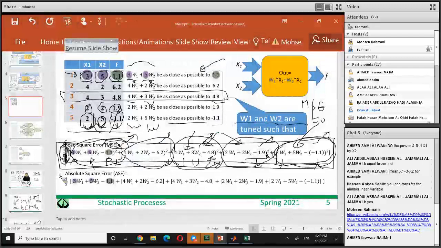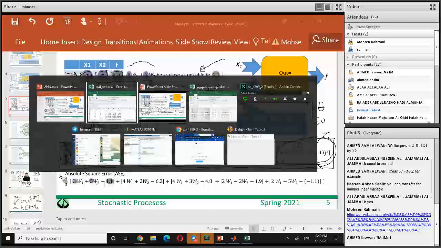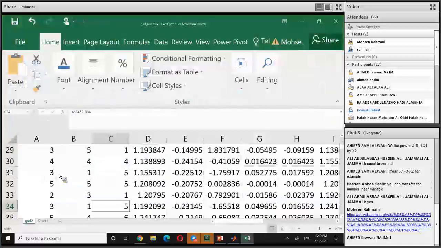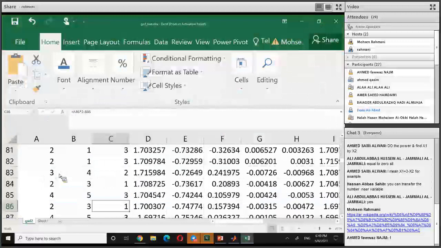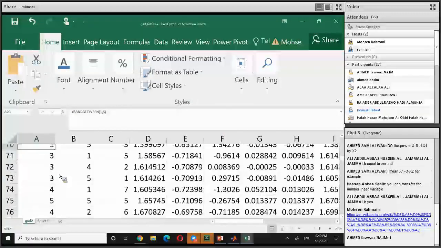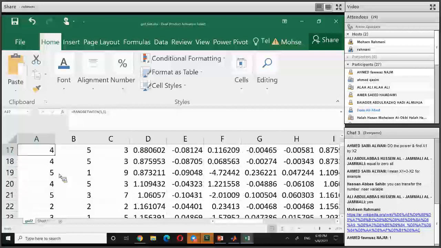Here, I just want to give you an example by Excel. It is very easy to do this by Excel. These are inputs x1, x2, and this is the output. If you look here, we have 5 rows in this slide, but here I have many rows of numbers. It is easy to generate this.